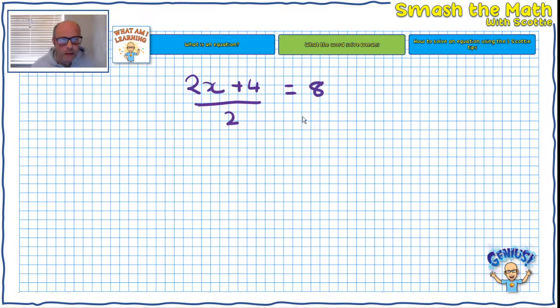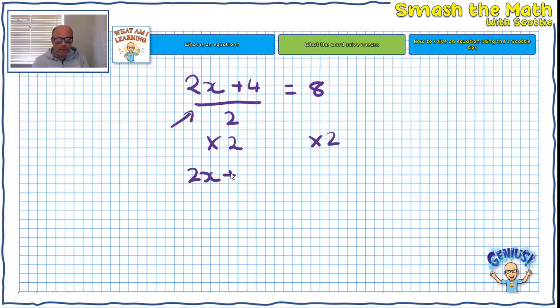So if we follow the tips, exactly the same. This line means divide, right? So the first thing I'm going to do is get rid of the divide bit. To do that, I've got to multiply, because the opposite of divide is multiply, remember? So I'm going to get rid of this first. So I'm going to times both sides by 2. So let's do that.